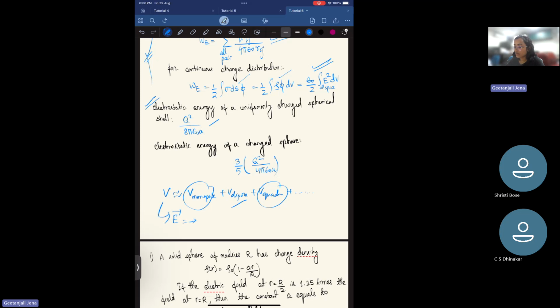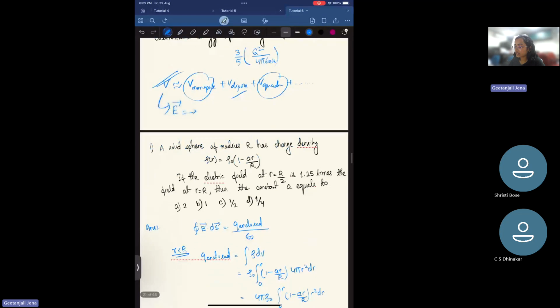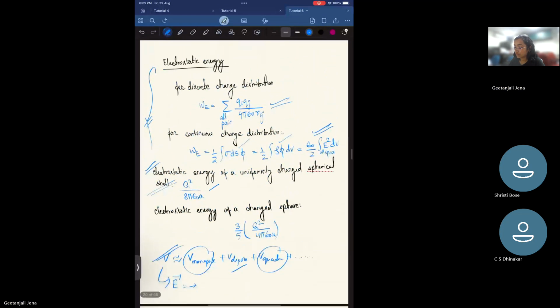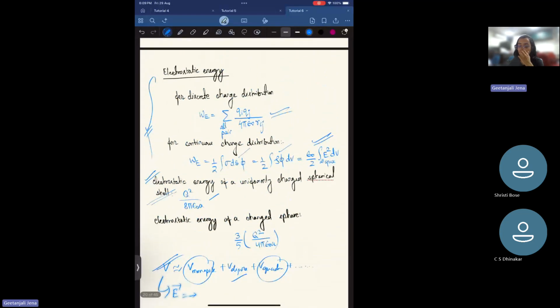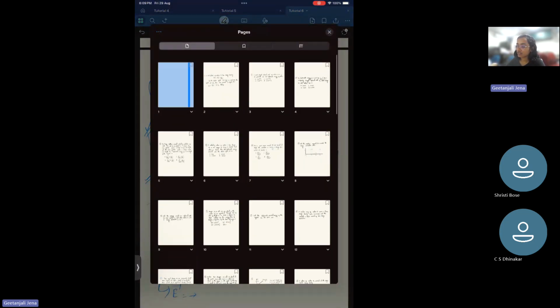We'll see the problems related to multipole expansion, as well as try to solve a few problems related to electrostatic energy. Before that, let us recall the concepts we have seen in our previous lectures. So let me give you a question. This is based on symmetric charge distribution.